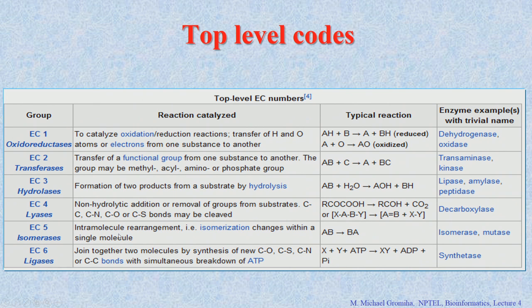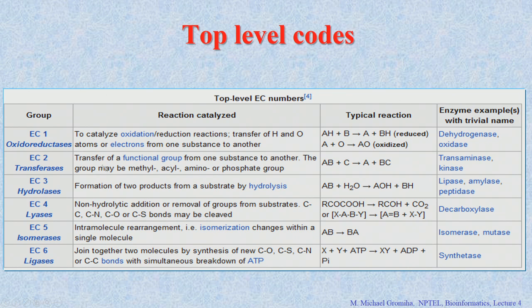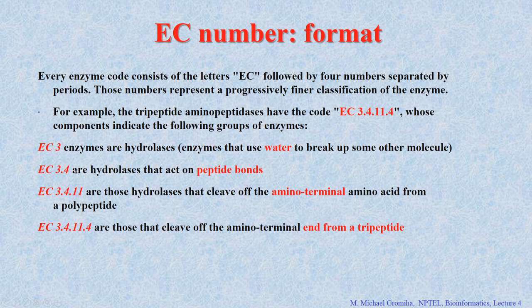Then each top level has subclasses. If you see here, what is EC3? These enzymes are hydrolases, because they use water to break up other molecules. Then 3.4 means they are hydrolases that act on peptide bonds. Going to the next level, 3.4.11: 3 is hydrolase, 4 is peptide bonds, and 11 gives the cleavage of the amino terminal amino acid, right.